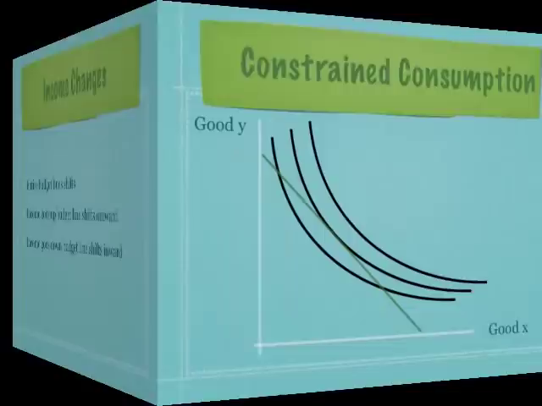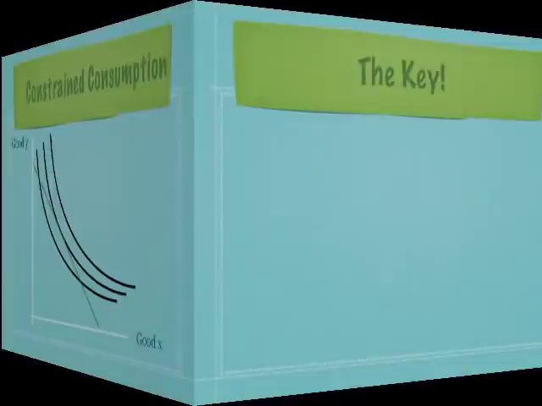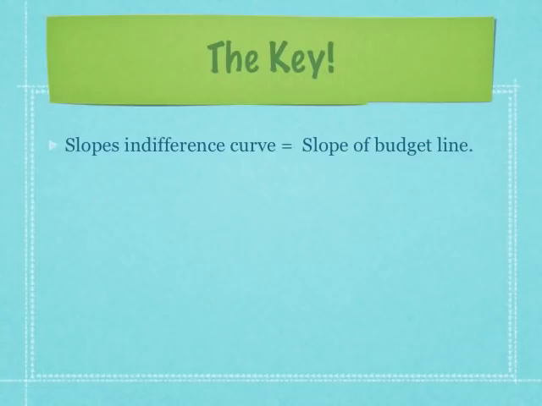So in the end, we have constrained consumption, and we're going to draw a lot of indifference curves. That's called an indifference map. And we're going to have a budget line, and we're going to look at what happens when we combine these two together in our next class. But the key is going to be the slope of the indifference curve is going to equal the slope of the budget line. That's where you're going to maximize utility.